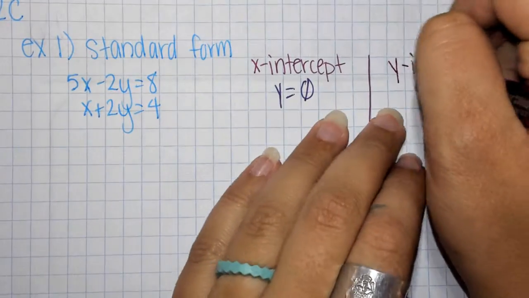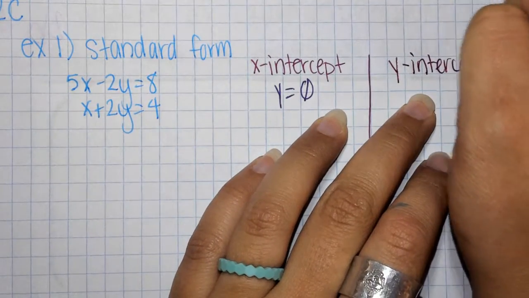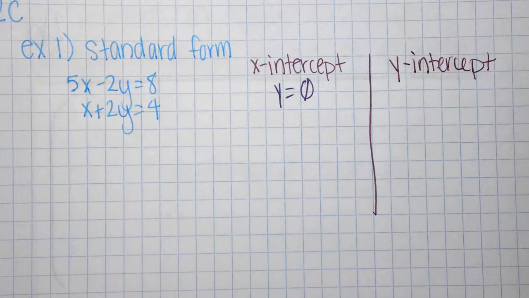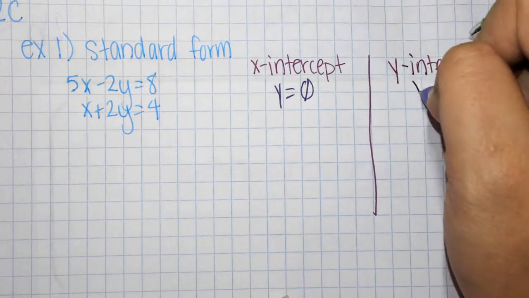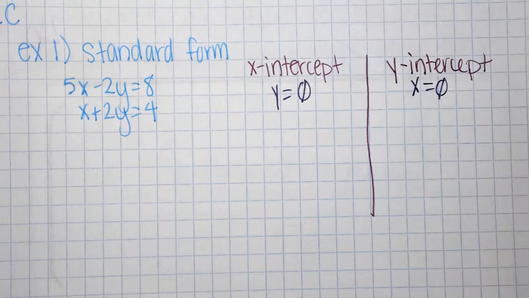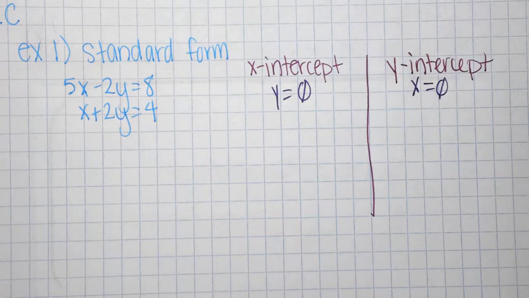Alright, then for our y-intercept, what happens this time on our y-intercept? It's gonna cross out. Wait. X equals 0. I said that. You said it as a question, you don't get a point.